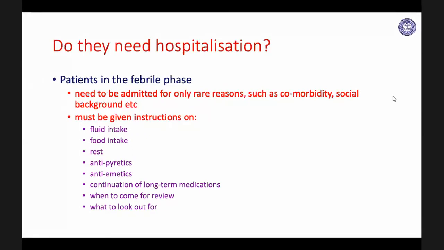So do these patients need hospitalization in the febrile phase? Patients in the febrile phase need to be admitted for only rare reasons, such as if they have comorbidity like heart failure or something, or if they are pregnant, or if there are social reasons that there is no one to look after them, or they can't travel to hospital quickly, and so on. So you must take a very careful history to check whether they have any comorbidities, whether they are pregnant, and you must take a social history to see if they can be looked after at home, if they can rest at home, and so on.